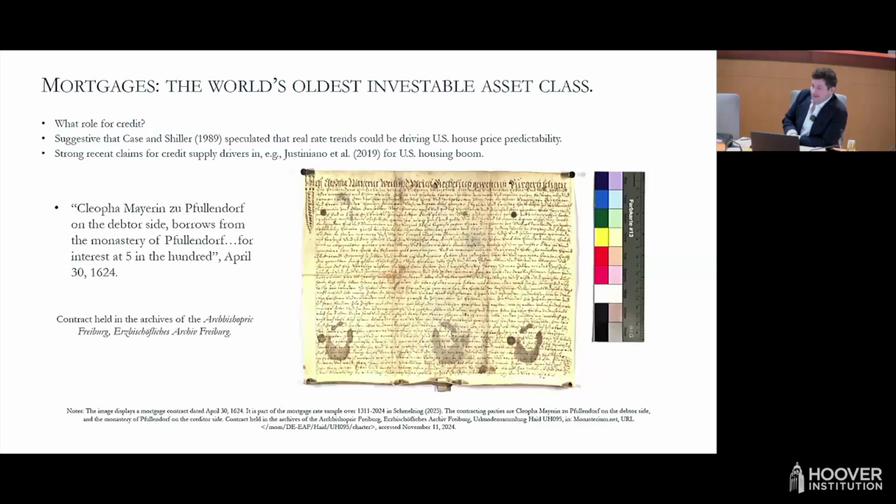So here, if there's one asset that's older than sovereign bonds, it's actually mortgages. Here you have an example from a mortgage contract from the year 1624, April the 30th, between a debtor and a creditor. Here's the monastery on the creditor side, lending to, I believe, a widow buying a new house at 5%. This is part of a sample of the series I introduced in the book, but we can use it here to reconstruct long-run real mortgage series over space and time. It covers the same city sample that we use for the house price index, and it allows us to say something more about this idea of an interaction with interest rates and credit.